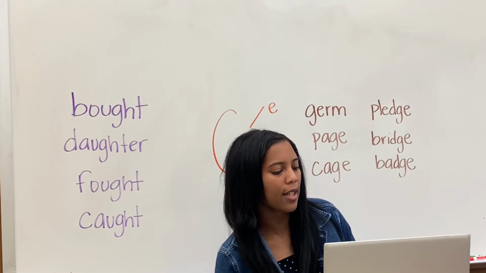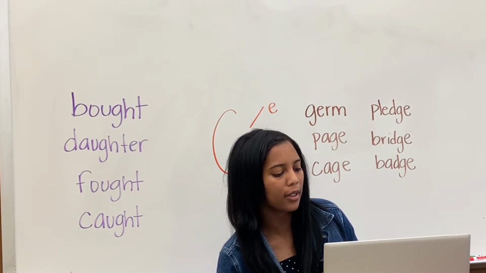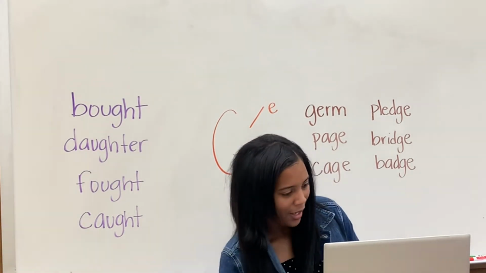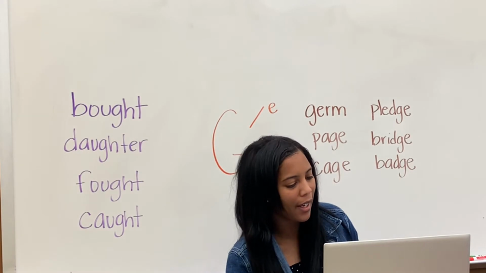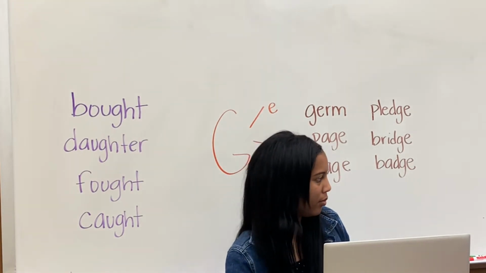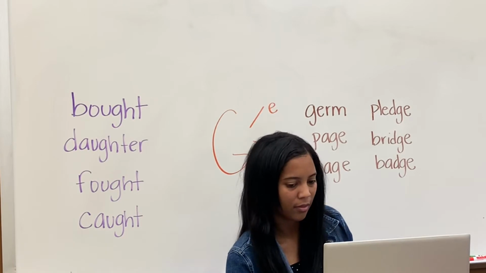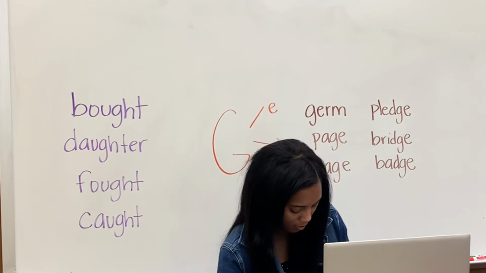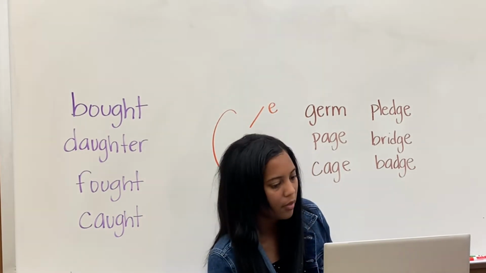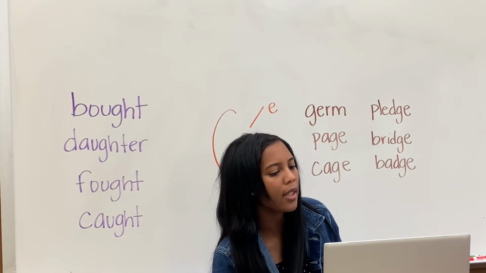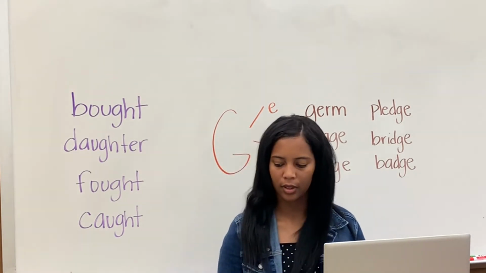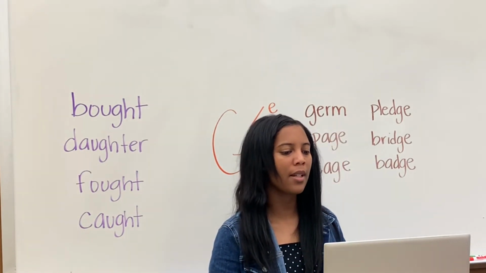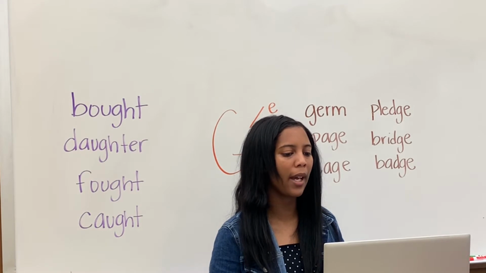EA, good. EA says e in thread. EA says a in steak. IE says e in brownie. EY says e in key. EY says a in obey.